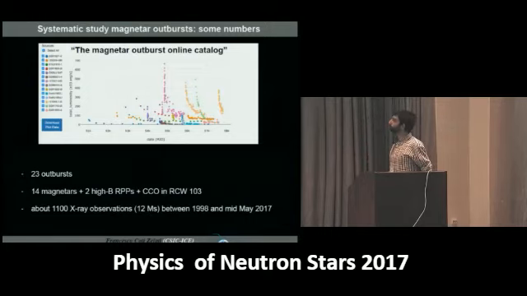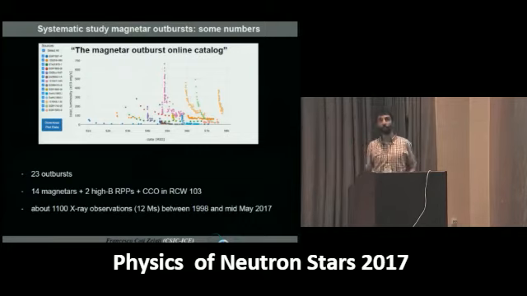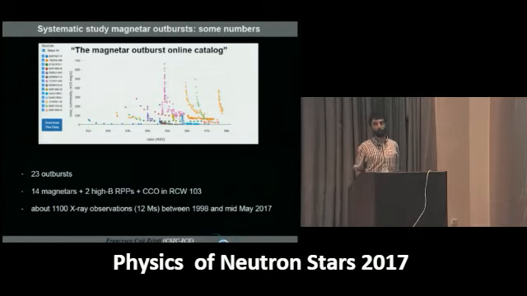So the total data analyzed sum up to about 1,100 X-ray observations acquired by different instruments on board satellites such as ROSAT, BeppoSAX, Chandra, Swift, and XMM-Newton, for a total of about 12 megaseconds of data acquired between 1998 and basically a couple of months ago.